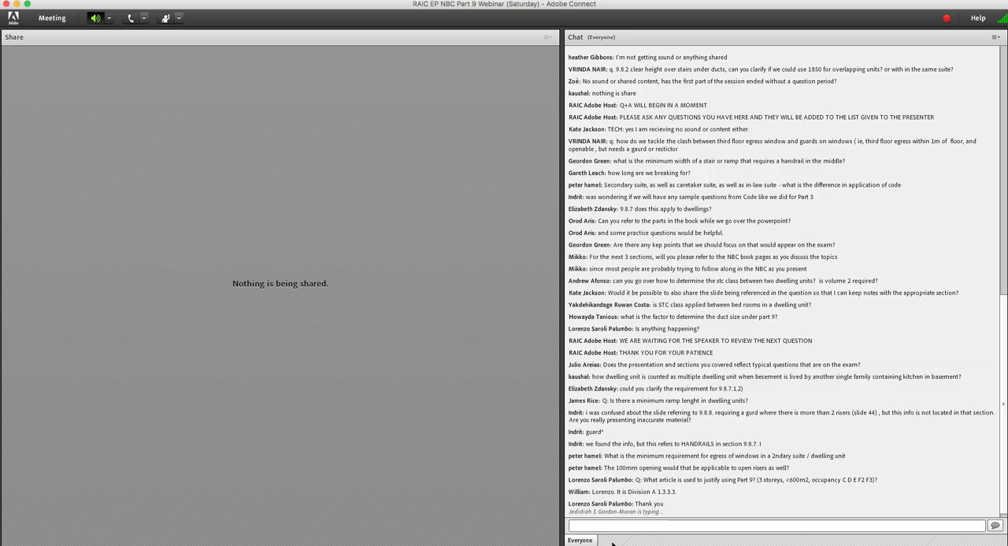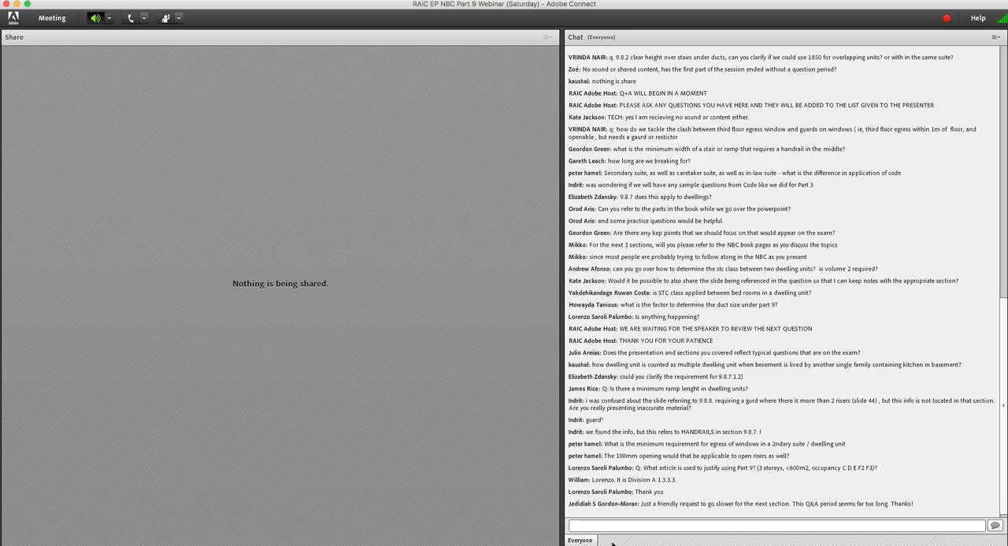Okay, so the next question I have here is, how do we tackle the clash between the third floor egress window and guards and windows? In other words, third floor egress within 1 meter of floor and openable but needs a guard or restrictor. So this will be something we will talk about more this afternoon when we cover egress. So I would suggest that we cover it at that time. If that question has not been addressed by then, we will look into it a little bit further.